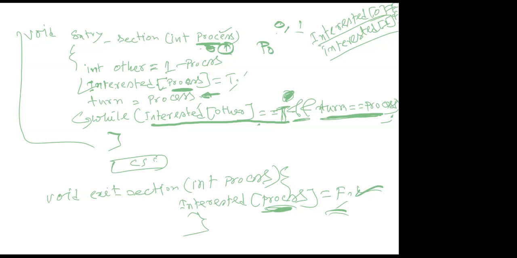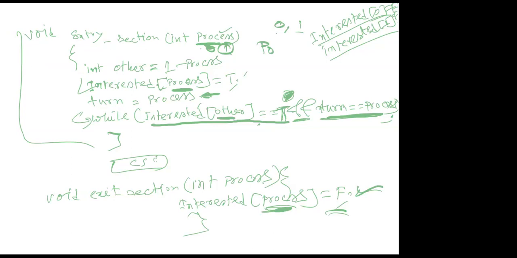Now let's check this. If it is process 1, same thing. If no process has entered the critical section, the other process is 0, so other is 0. It will check whether the other process, 0, is interested in the critical section or not. At the beginning no process has entered the critical section, so the check fails. So process P1 also can enter this critical section.